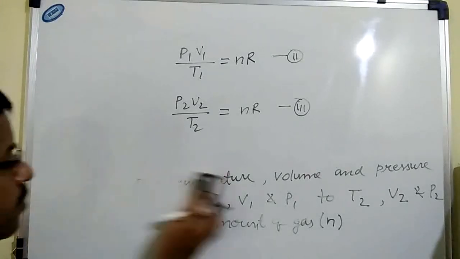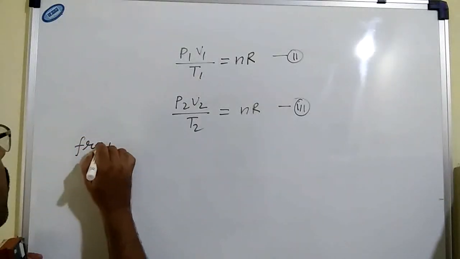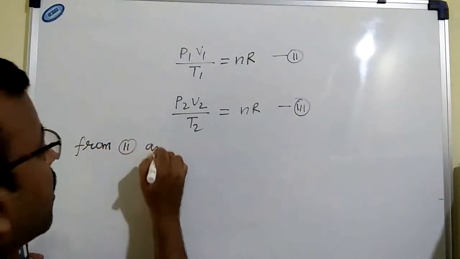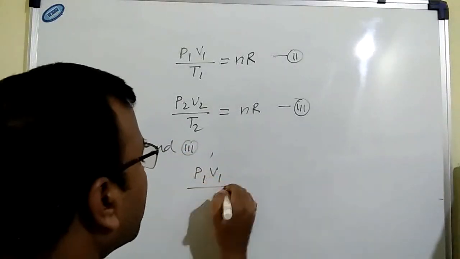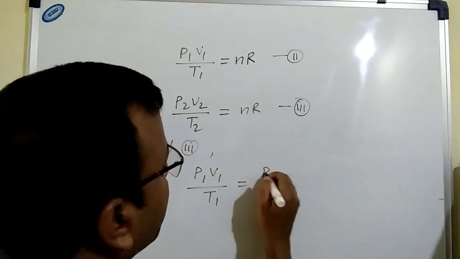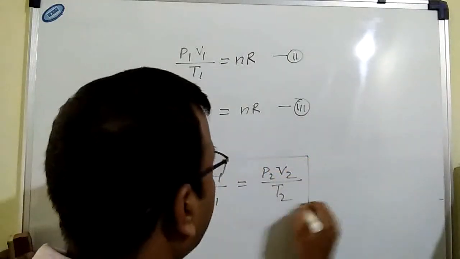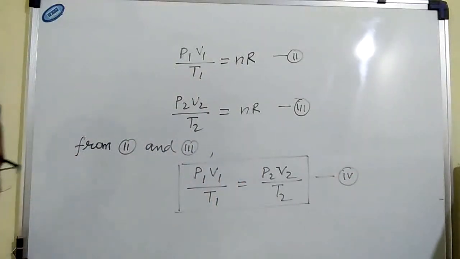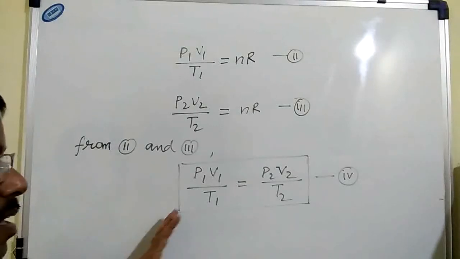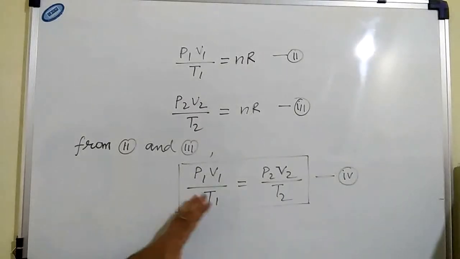So from 2 and 3 we can write P1 V1 by T1 is equal to P2 V2 by T2. So this is equation 4. Equation 4 is obtained on combining Boyle's law, Charles' law and Avogadro law. So equation 4 is also called the combined gas law.